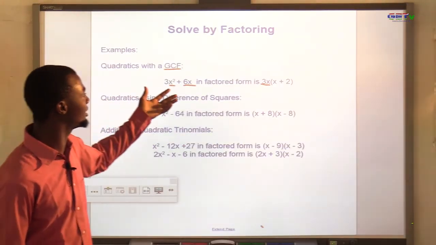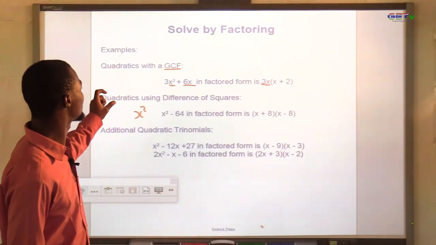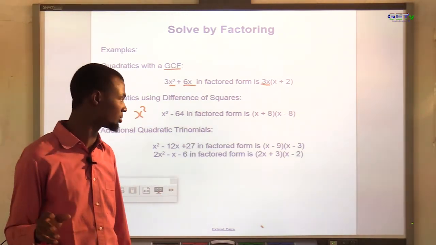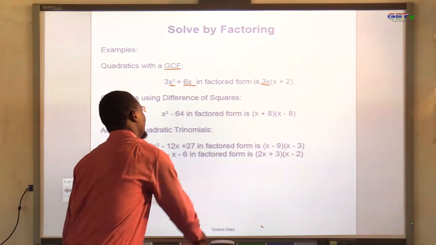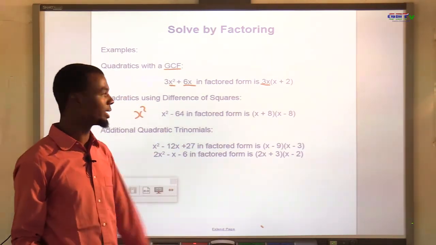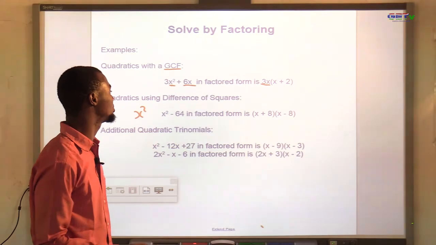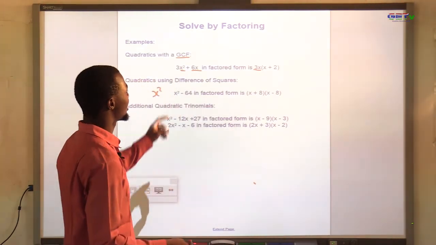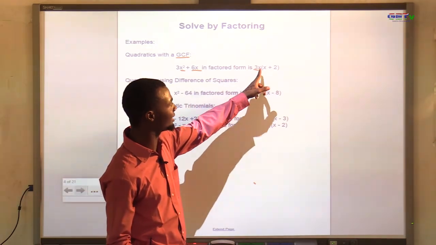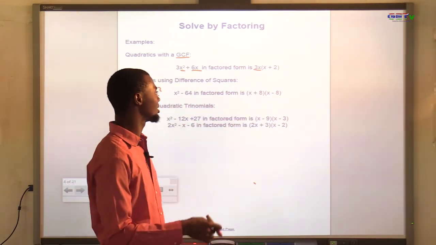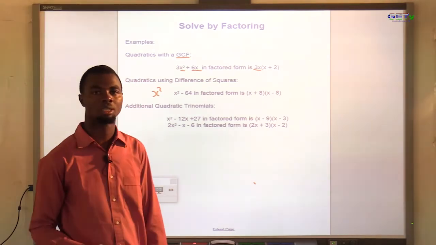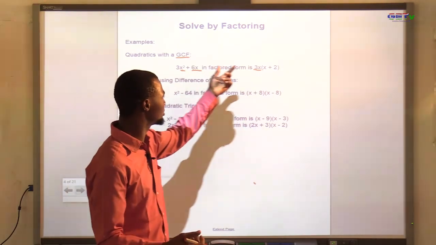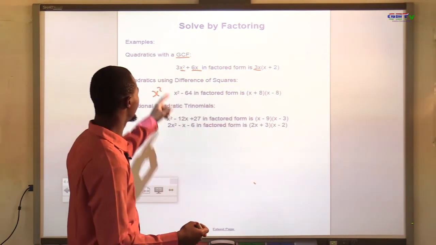Now we have solving by factoring a quadratic equation with GCF or HCF, highest common factor. We have an expression there, 3x squared plus 6x. That is an expression. And they tell you in factored form, it is 3x in brackets x plus 2. Now, how do we know this is right? How do we do it to get to this level? What do we say first?